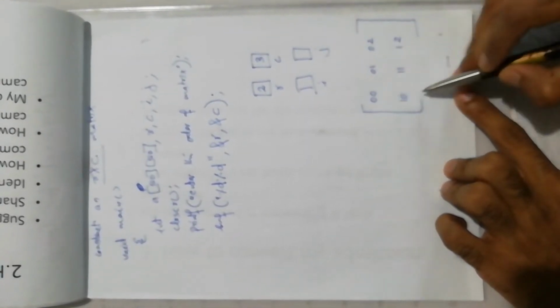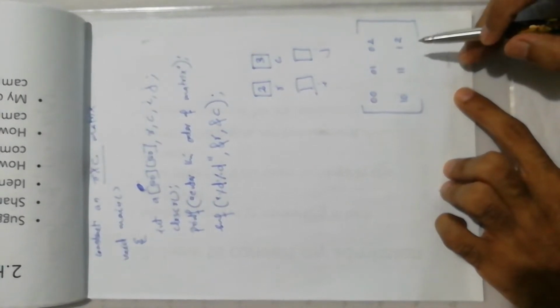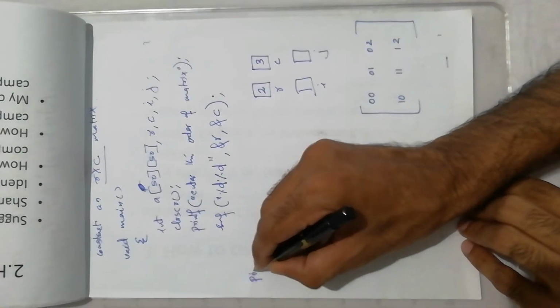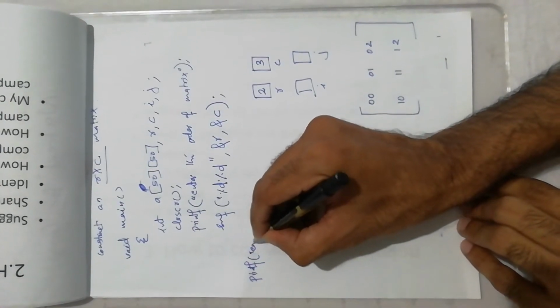2 rows 3 columns. These are the indices of a 2x3 matrix. Then ask the user to enter the elements to the matrix. printf enter elements to the matrix.